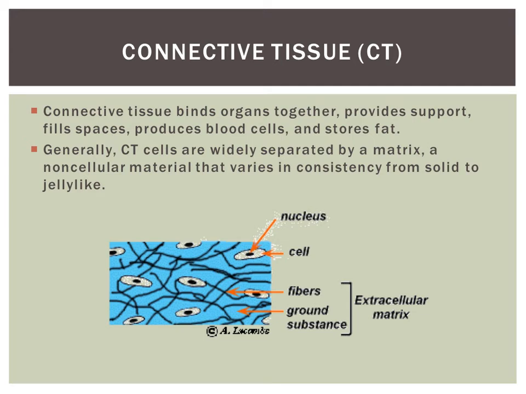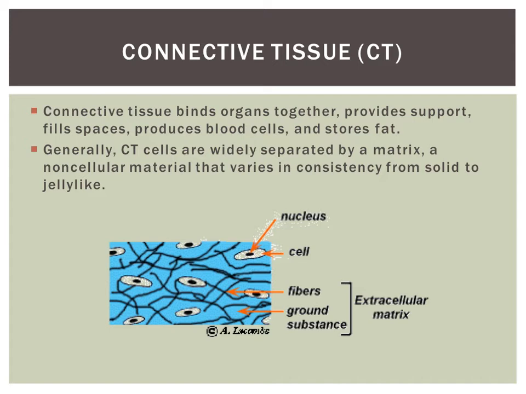The second major type of tissue is the connective tissue. And connective tissue is very diverse, so there's going to be lots of types of tissues and functions that we're going to see with this group. It can bind organs together, provide support, fill spaces, produce blood cells, and store fat.